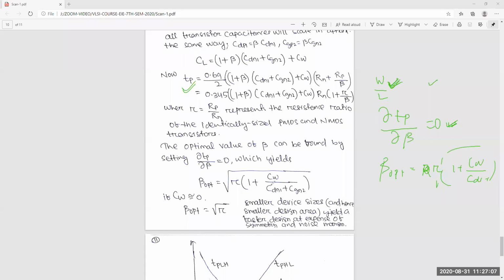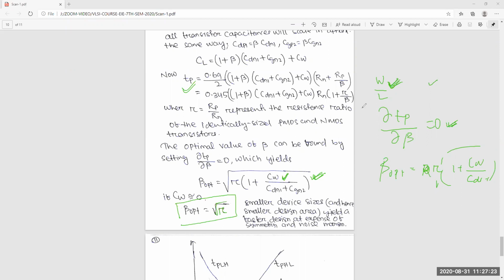So this thing you will get. Okay. So here, think about this: this is very negligible compared to this, it's negligible. So finally, what you will get? This beta optimization is equal to root over of R.